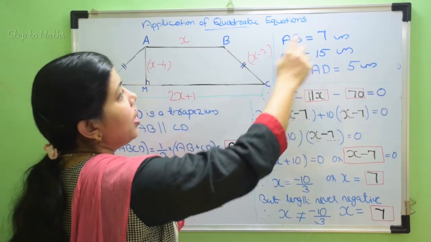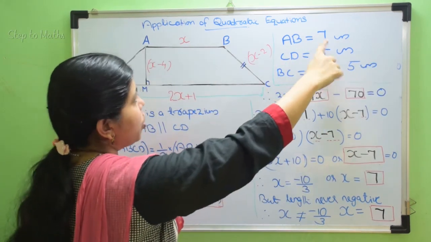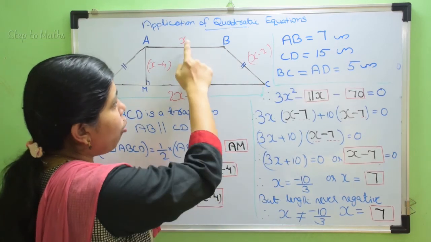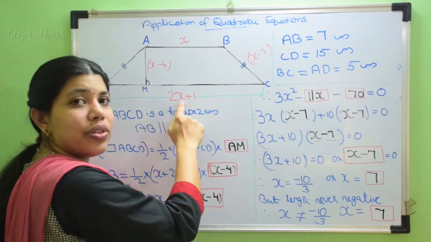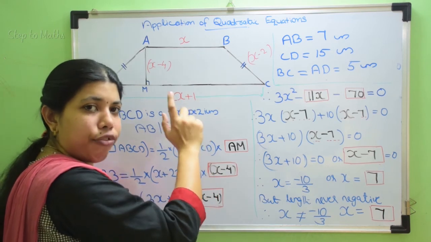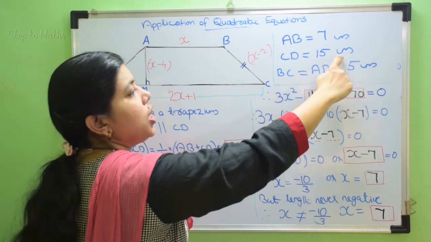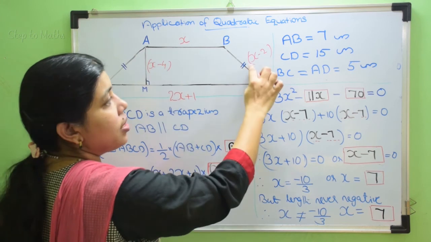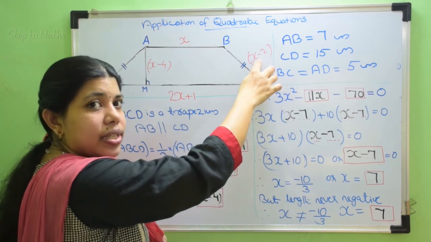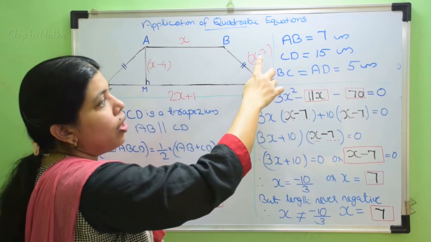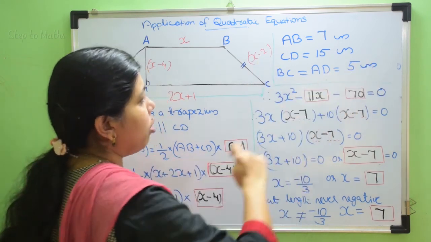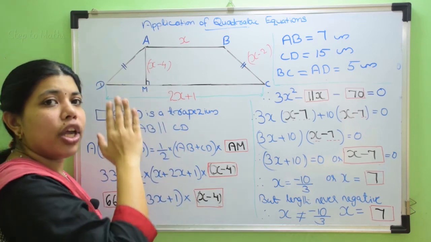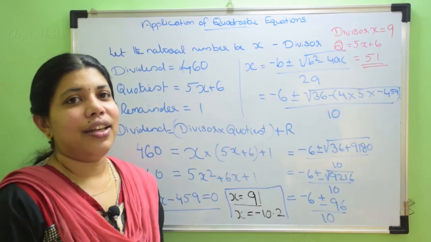Length of AB is x, that is 7 centimeter. Length of CD is 2x plus 1. Here value of x is 7, that is 2 into 7 plus 1. 2 into 7 is 14, 14 plus 1 is 15 centimeter. And length of BC equal to length of AD, that is equal to x minus 2. The value of x is 7, so 7 minus 2 is 5 centimeter. That means we found the length of all its sides. Thank you.